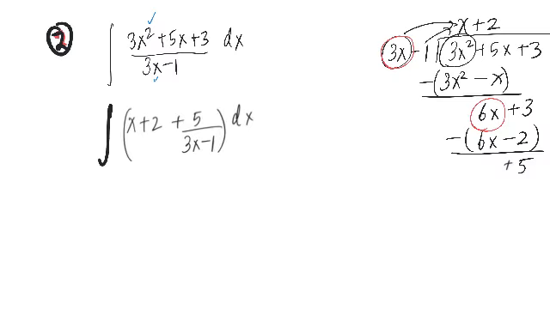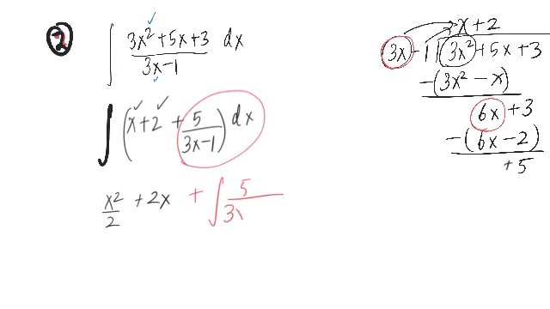Okay, so the integrand, when you do this, becomes a few things that you can just integrate easily, like x squared over 2 plus 2x. And then this last piece is going to become a simple u substitution. And the u is going to be the denominator. So the u will be 3x minus 1. The du is going to be 3 dx. And so dx is du divided by 3.